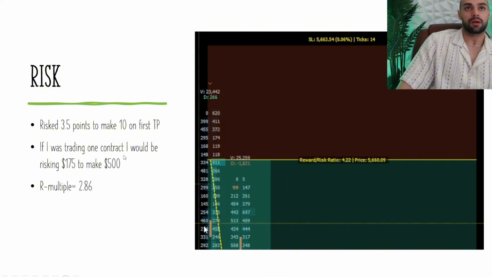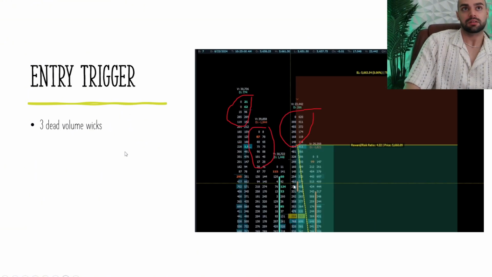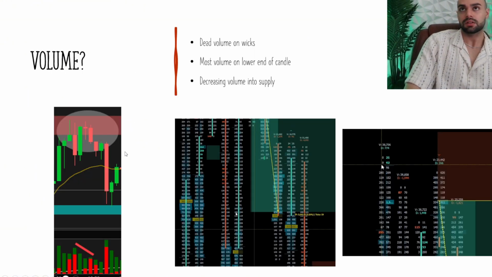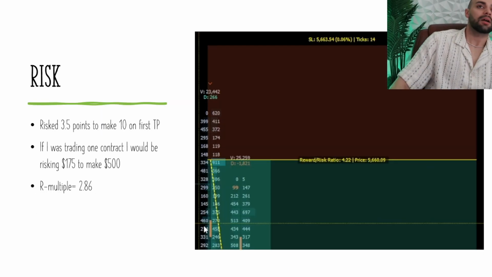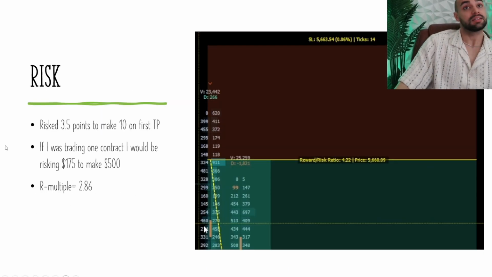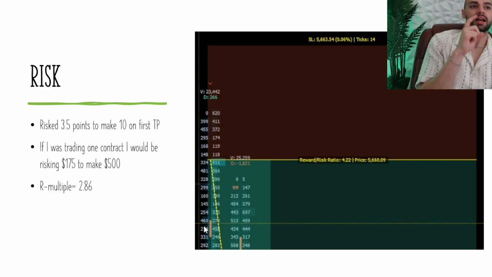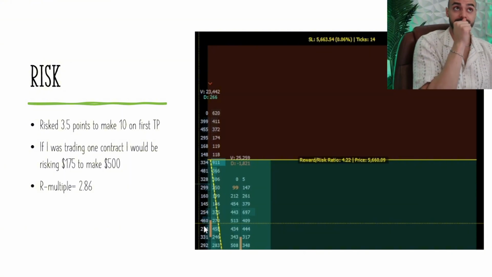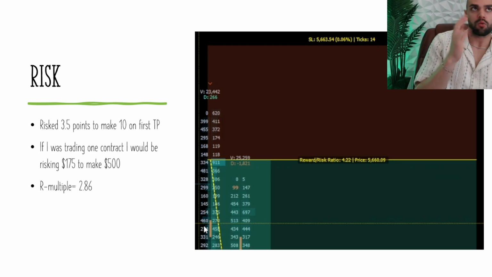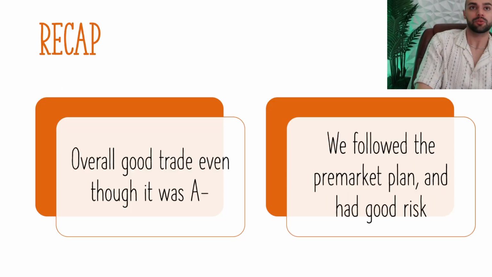So the risk, right? I risked 3.5 points. Let me go back here and see. Okay. So I risked 3.5 points to make 10 points, right, on the first take profit. And sometimes I have multiple take profit levels. So keep this in mind. If I was trading one contract on the ES, right, I would be risking $175 to make $500 with one contract, which is an R multiple of 2.86. I try to keep my R multiple around 2. For me, it makes the most sense for my win rate.